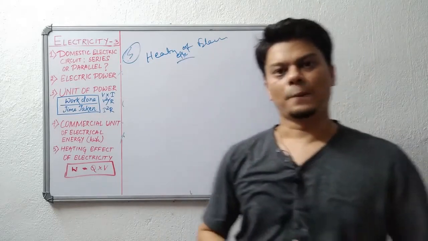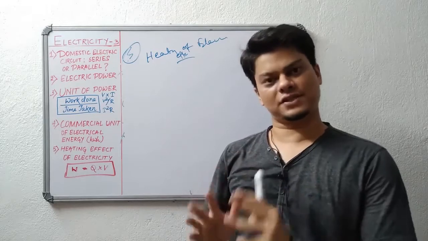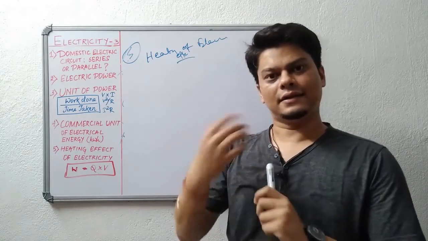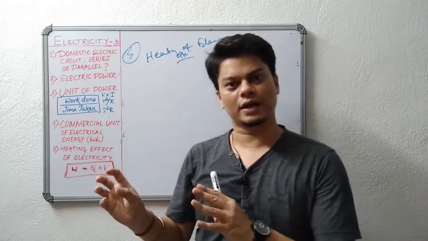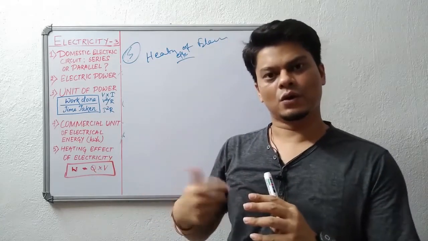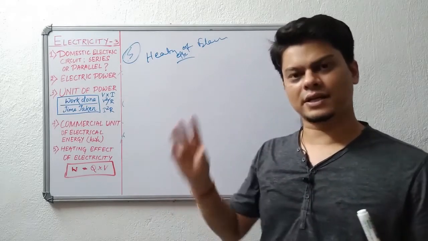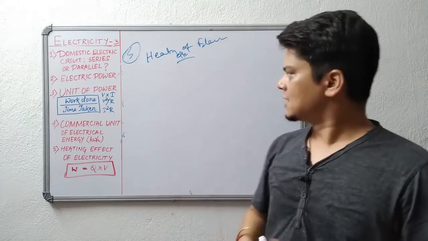So guys, what is the heating effect of electricity? We have understood that when there is a current flowing in a conductor, it transforms into some other energy. For example, if we connect it to a motor, it will rotate, so that is mechanical energy. Similarly, if you connect it to a light bulb, it glows, so it's light energy.